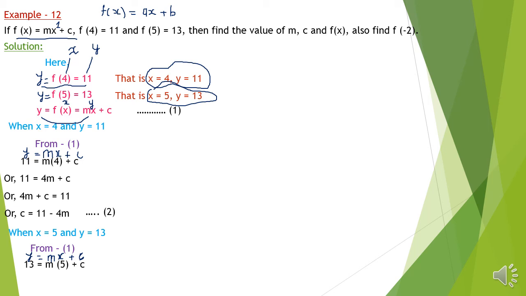y equals mx plus c, y is replaced by 13 from here, isn't it? This is y, this is x. So now it's just multiplying. 13 is equal to 5m plus c. That is equation 3.